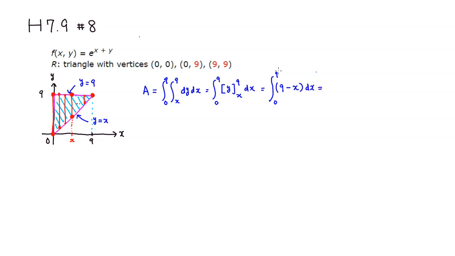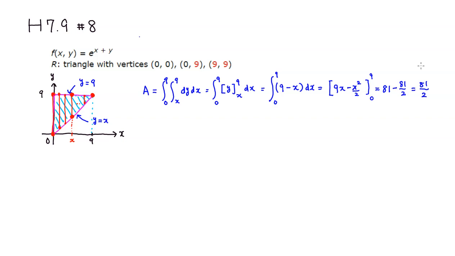This gives the antiderivative of 9, which is 9x, and the antiderivative of negative x, which is negative x squared over 2, going from 0 to 9. If you plug in 9, 9 times 9 is 81, minus 9 squared over 2, which is 81 over 2. If you plug in 0, it's all 0, so I'm not going to type it in. But 81 minus 81 over 2 is 81 over 2. So we have the area.